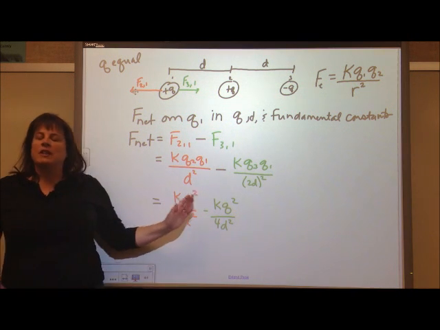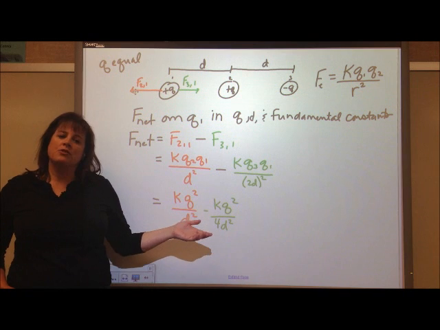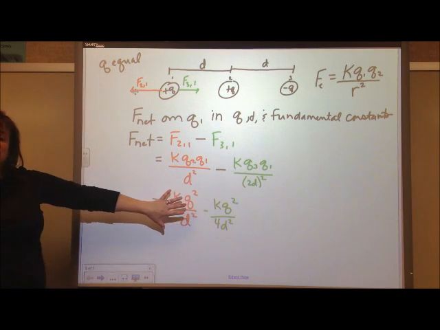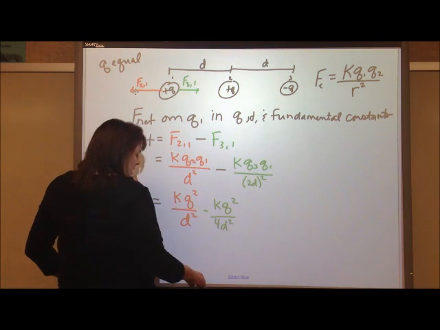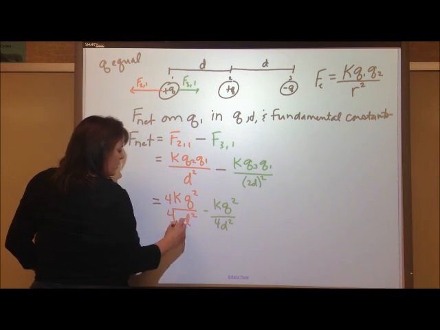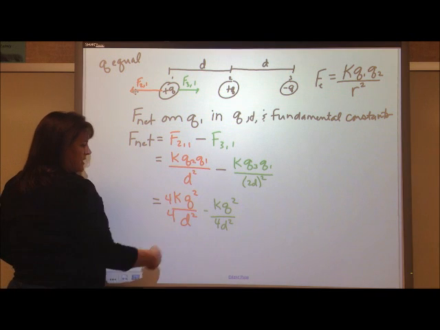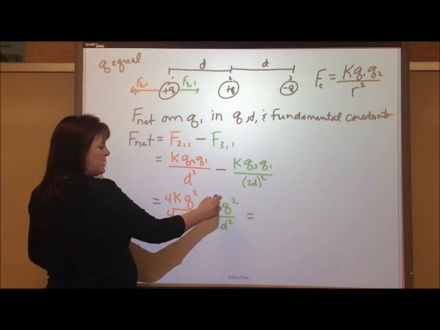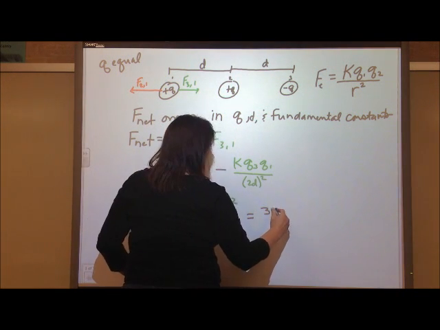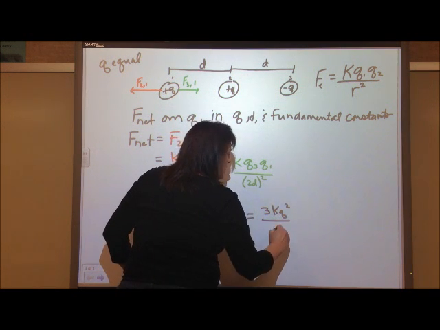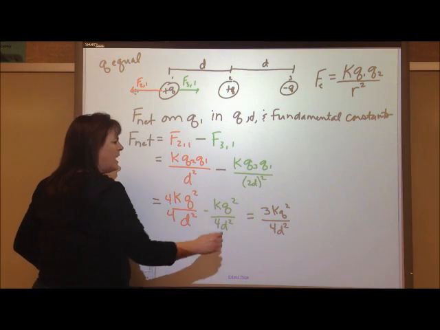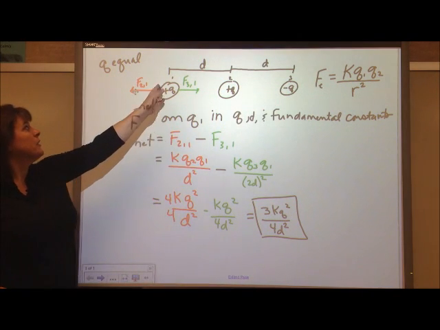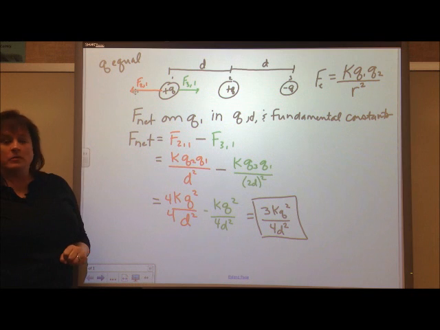Now, in the absence of time, I would leave it like this. However, always simplify your answers if you have time. Remember, when you deal with fractions, you can't just subtract these straight out. We need the denominators to be the same. So I'm going to multiply the top and the bottom of this fraction by 4. And now I can solve this because everything here is the same. And I end up with 4 over 4 minus 1 over 4, which is 3/4 K Q squared over 4d squared. And that is the net force of the charged particles on charge Q1.